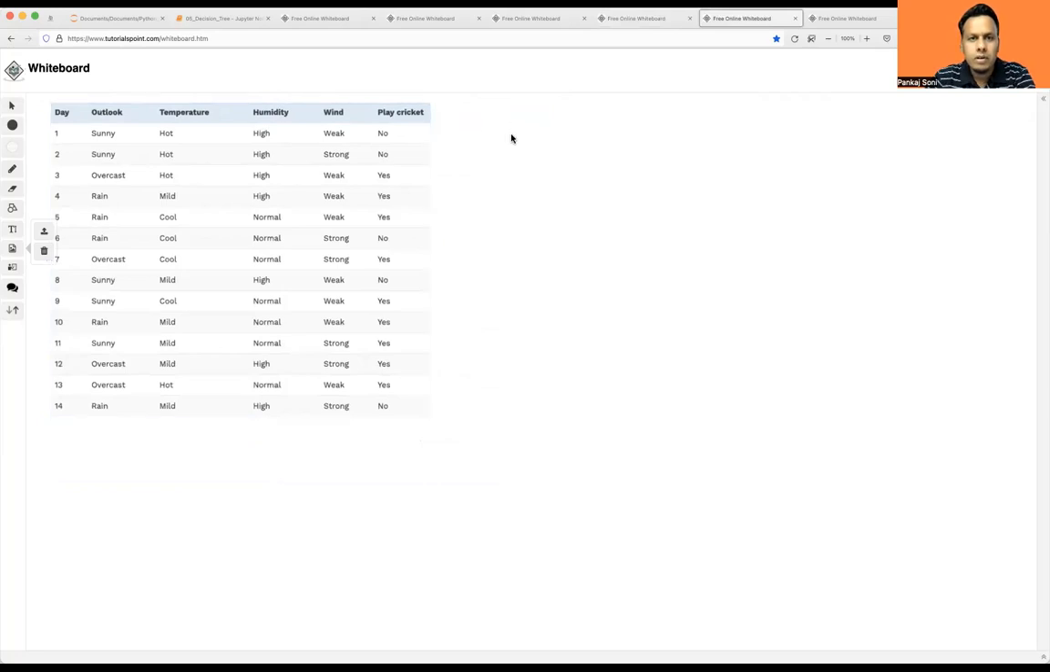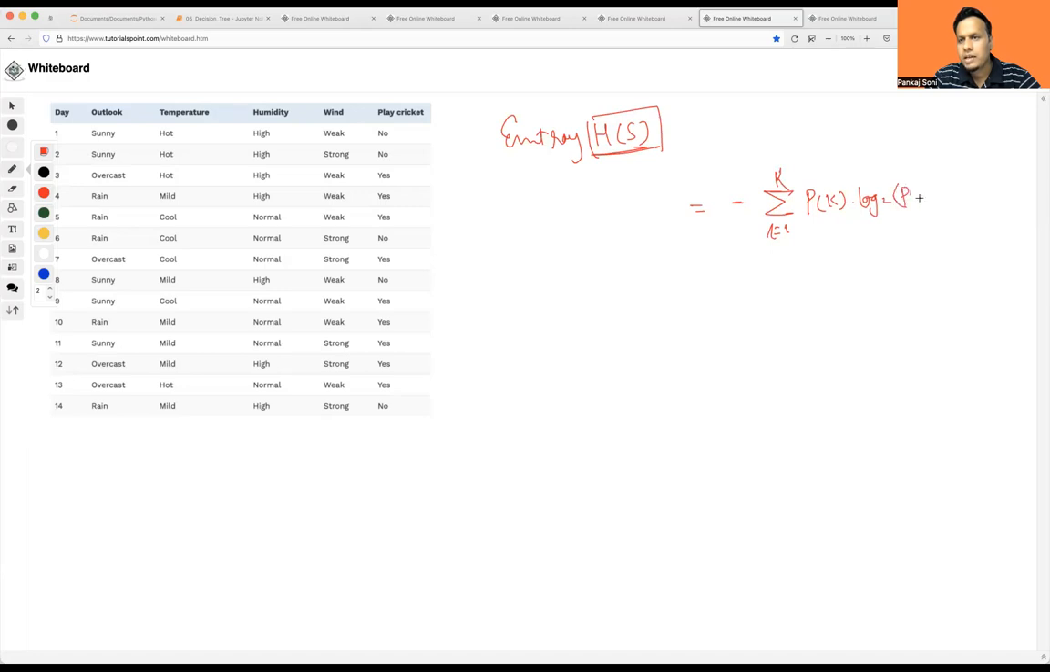Okay, so first of all, we should know what is entropy. What is the formula for entropy? Entropy is represented as H of S, for a set of data, and it can be written as minus the sum over i from 1 to n, or 0 to k, where k is the number of classes in that field, of the probability of class k multiplied by log base 2 of the probability of k. So this is your entropy.